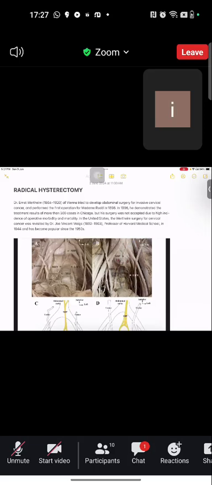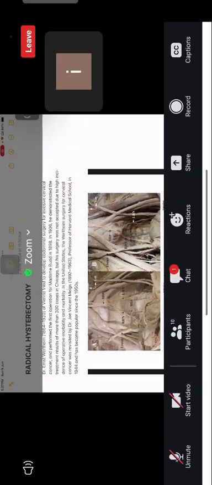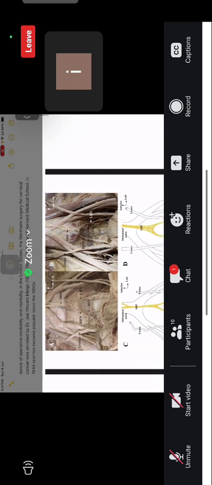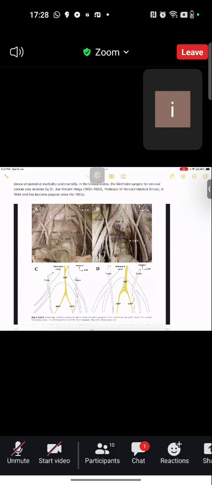This patient in 1898. In 1906, he demonstrated the treatment results of more than 300 cases in Chicago, but his surgery was not acceptable in that era due to high incidence of morbidity and mortality. Then in the United States, the Wertheim surgery was revisited by Meigs, professor of Harvard Medical School, in 1944, and then it became popularized.